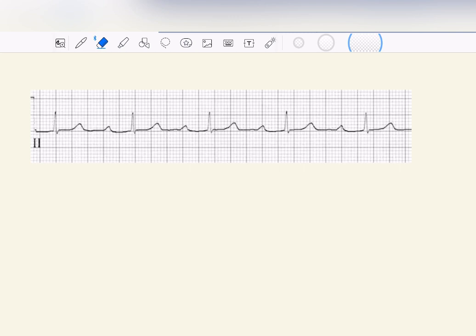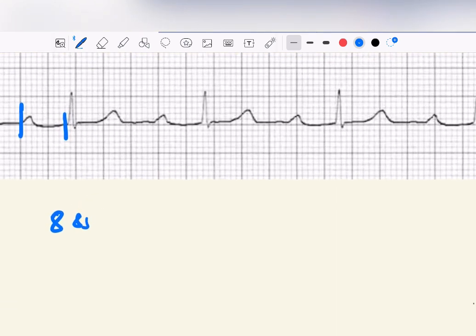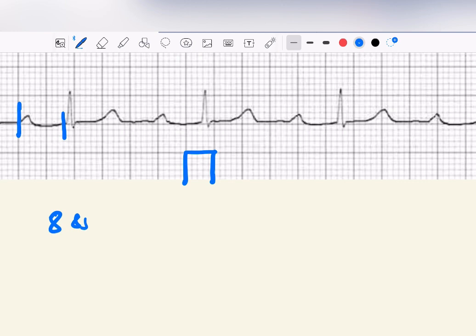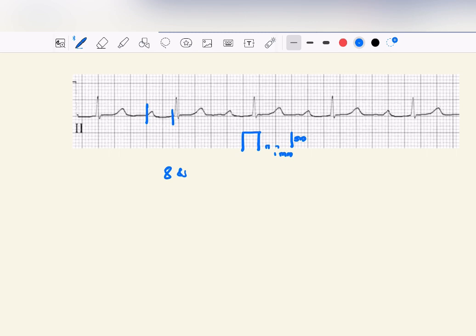So now you have to see the PR interval. The PR interval is from the onset of P wave to the onset of QRS. So it is coming to about 8 small squares. See, this is one big square and this is one small square. One big square means 5 mm, and one small square means 1 mm. So 8 small squares means 40 into 8, which is 320 milliseconds.